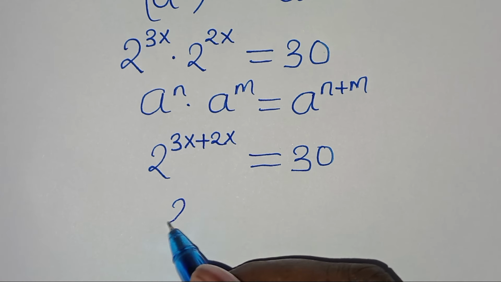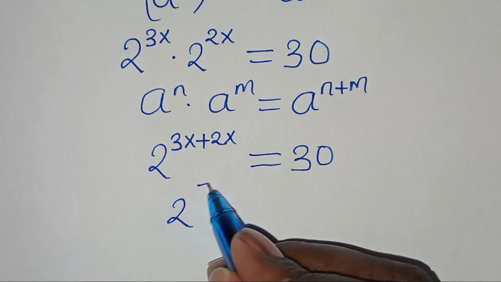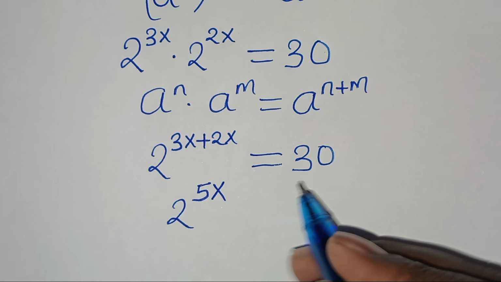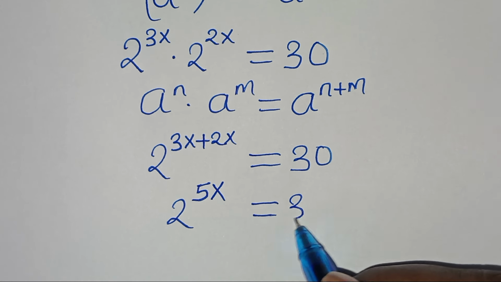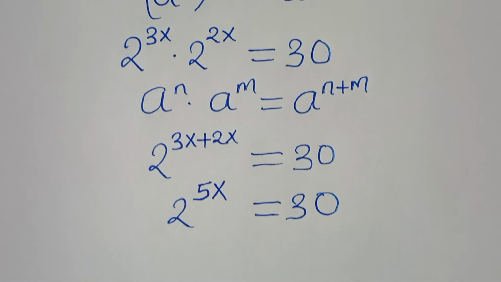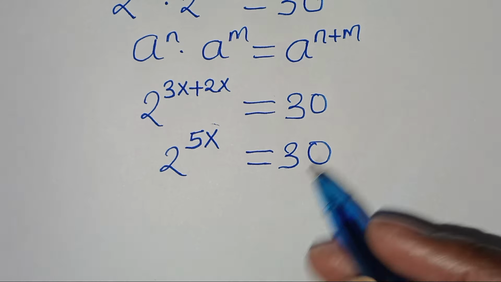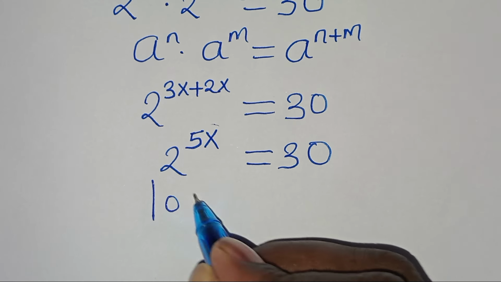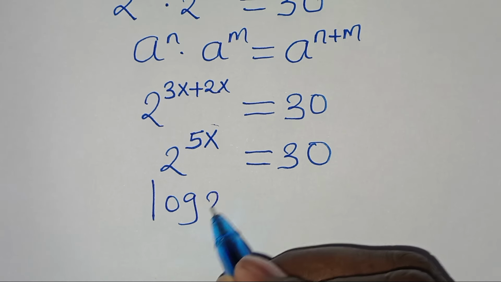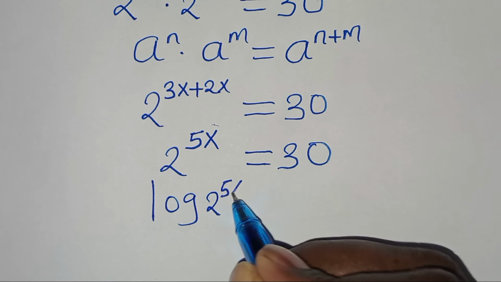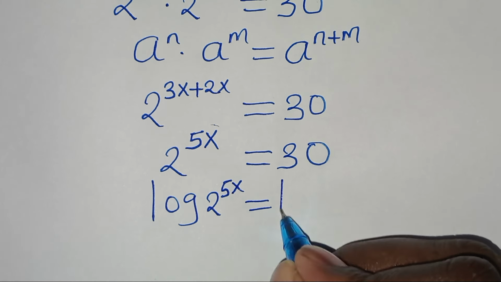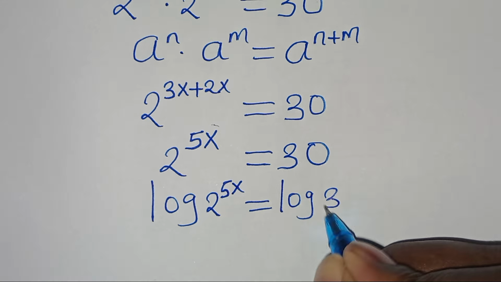So we have 2 to the power of 3x plus 2x. This is 5x, and this is equal to 30. The next step is that we can solve for the value of x here by introducing logarithm on both sides. We have log 2 to the power of 5x. This is equal to log 30.